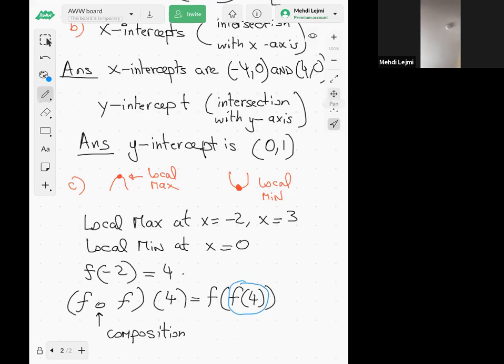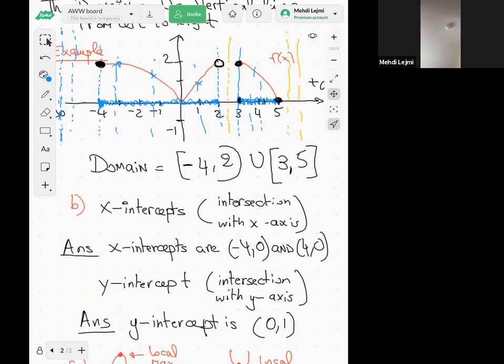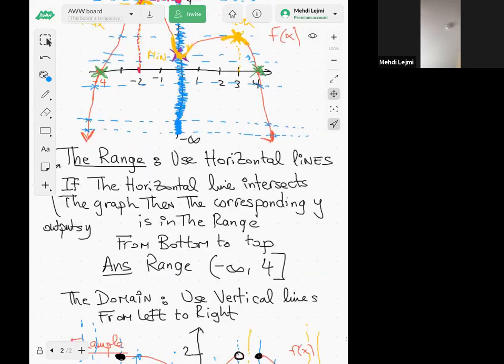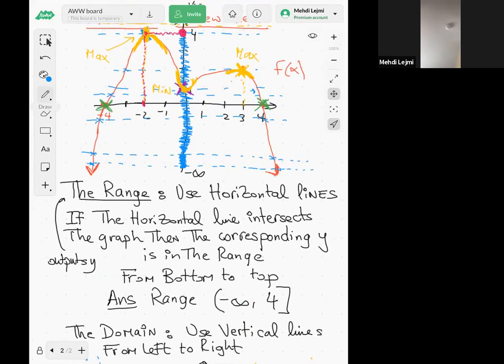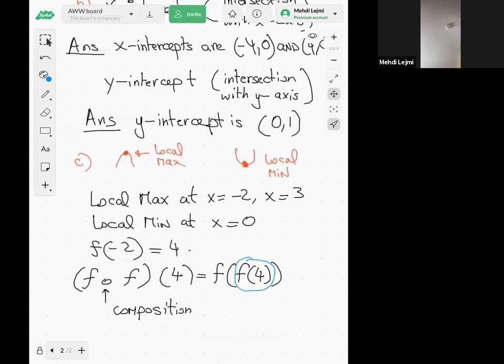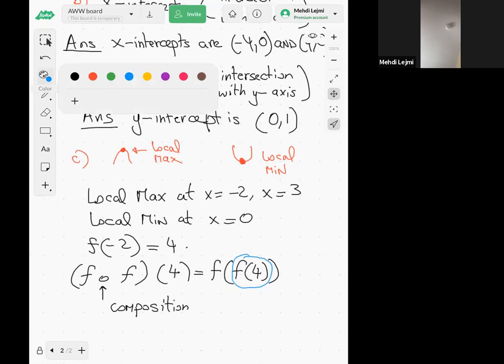So what's f of 4? Sorry. So f of 4 is, where is it? Here. So this is x equal to 0. So f of 4 is actually 0. So we have 0 inside the parentheses. So this is f of 0.